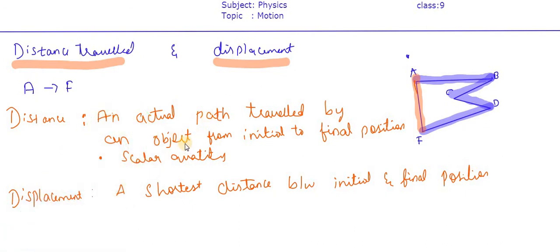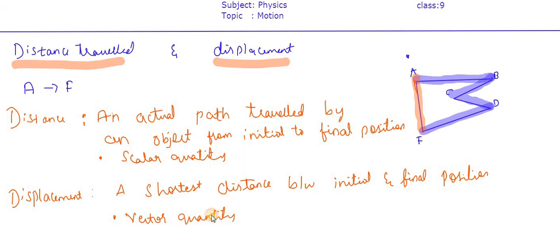So distance is a scalar quantity. Scalar quantity in the sense it has only magnitude, so no direction. Displacement is a vector quantity, so it has both magnitude and direction. So this is a scalar quantity and this is a vector quantity. Distance is a scalar quantity, displacement is a vector quantity. I hope all of you understood this.